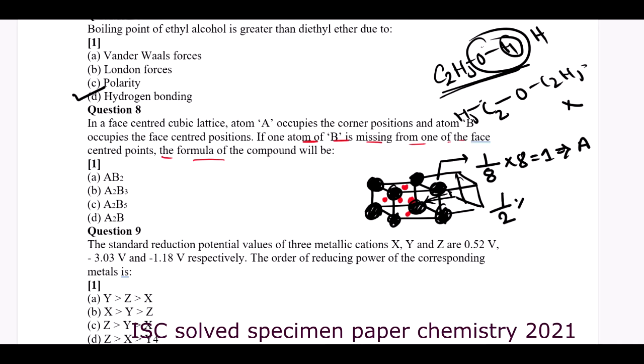Here the total number of phases is 6, but one atom is missing, so the total number of atoms is 5. The contribution of B will be 5 by 2. Now the formula will be A1 B5 by 2. Converting it into whole numbers, A2 B5, so option C will be the correct one.